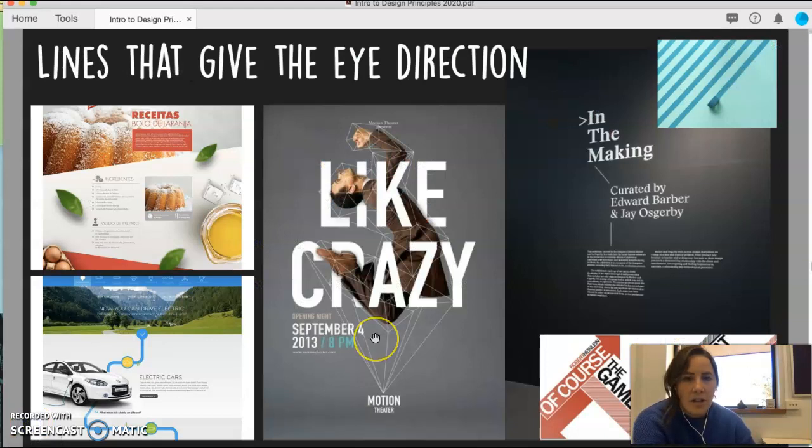Right, the next type of line that you can use is a line that gives direction. So in the same way that hierarchy guides our eye, lines can also do the same thing. So if we have a look at these lines here, they're quite subtle, but we still know that we're starting on this side, we're feeding across, ingredients, that kind of stuff, and then we're feeding back down and finishing.